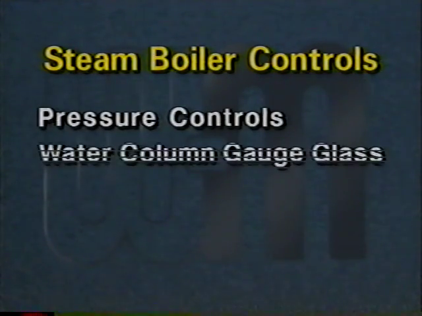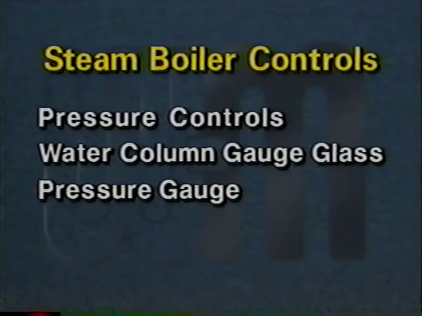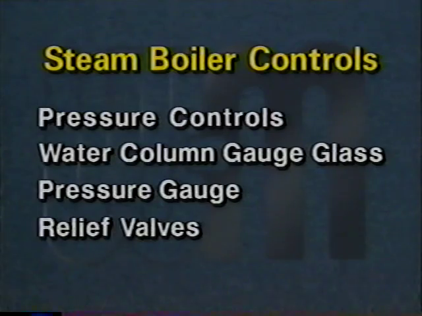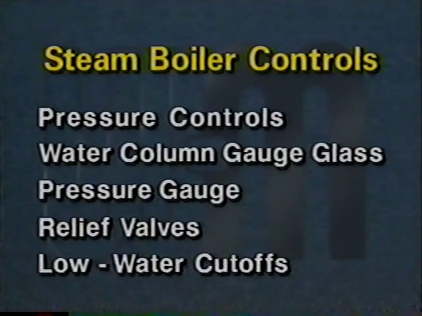Having discussed steam boiler controls, pressure controls, the water column gauge glass, pressure gauge, steam relief valves, and low water cutoffs, we're now ready to look at the piping around the boiler.